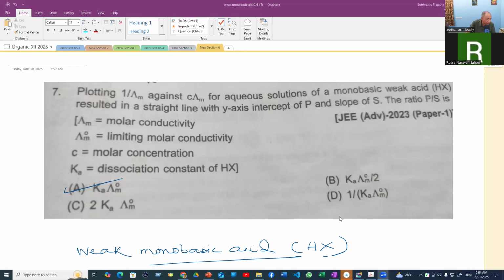Before we start haloalkanes, the hardcore organic chemistry with mechanisms, I would like to discuss the doubts on electrochemistry raised by Mr. Rudra, which I took a long time. I didn't get time to look into that. But these two are very good doubts.